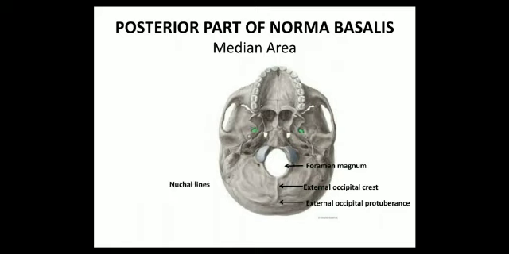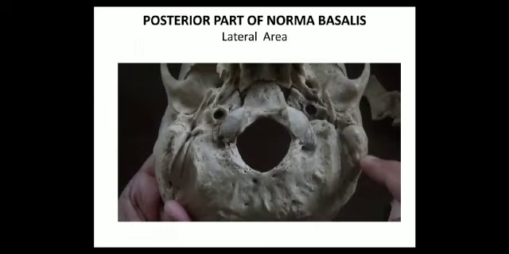The nuchal lines: the superior nuchal line begins at the external occipital protuberance and the inferior nuchal line at the middle of the crest. Both of them curve laterally and backwards and then laterally and forwards. In the lateral area of the posterior part, we have the condylar part of the occipital bone, the styloid process, and the stylomastoid foramen at the junction of the styloid process and the mastoid process.